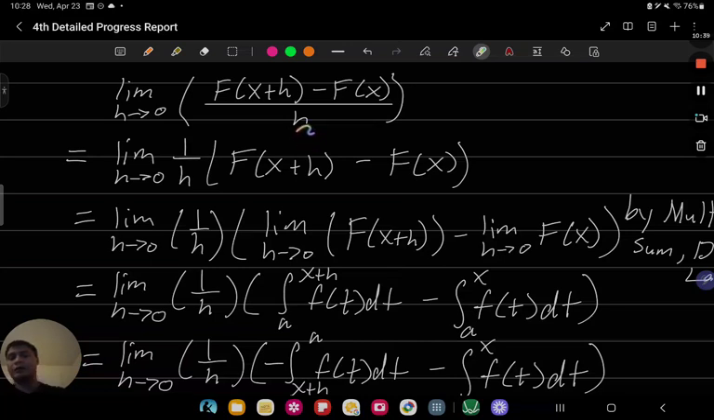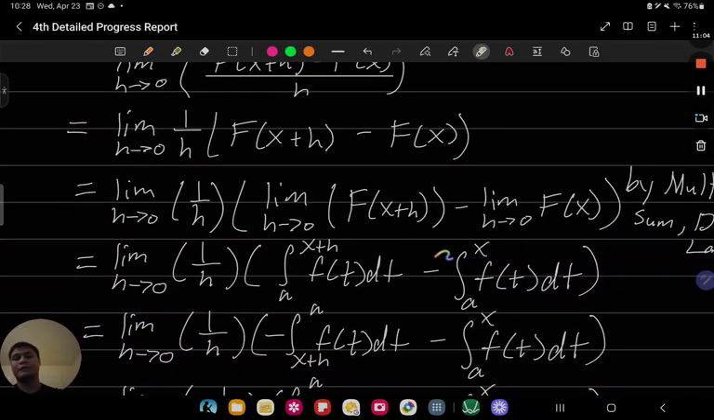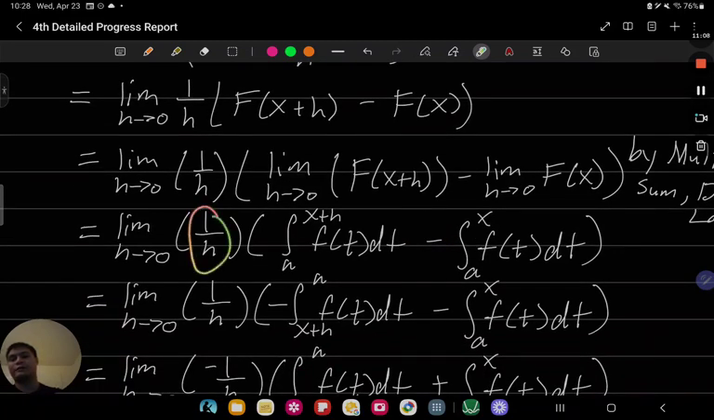So we can pull this h out like this, and we can distribute the limit notation like this. Okay, from our accumulating area function definition, this is going to be our endpoint, so this is our argument, and this is where our argument goes in the definition. Same over here, that's where our argument value goes. We kept our negative sign, and we kept that 1 over h.